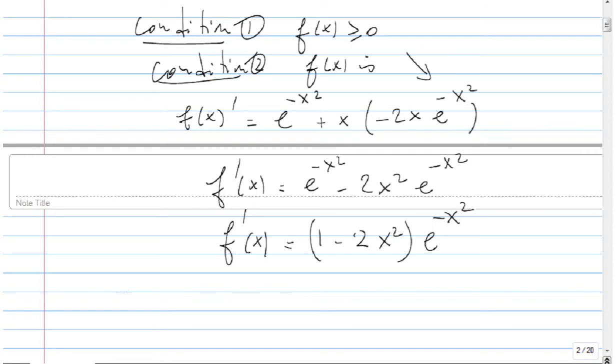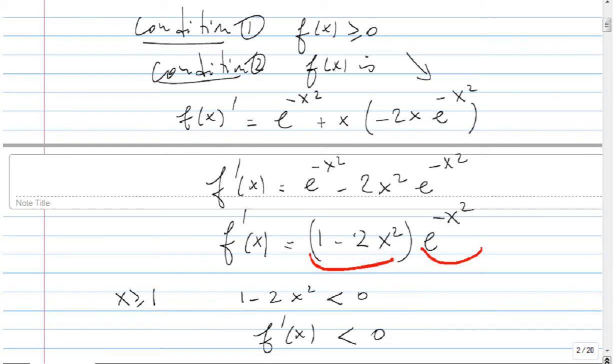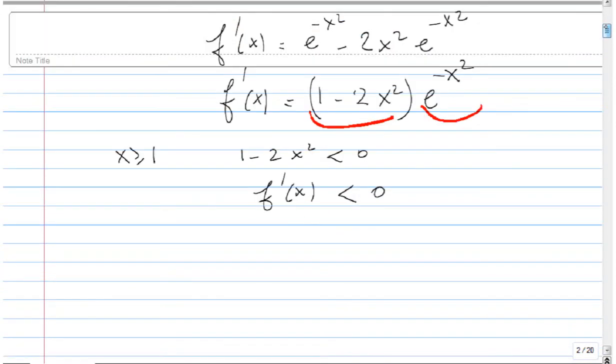Clearly, for x greater than 1, 1 - 2x² is negative. So f'(x) is the product of one number which is negative and one number which is positive. Therefore, my function f(x) has a negative derivative, and therefore the function on 1 to plus infinity is decreasing. So condition 1 is satisfied, condition 2 is satisfied.